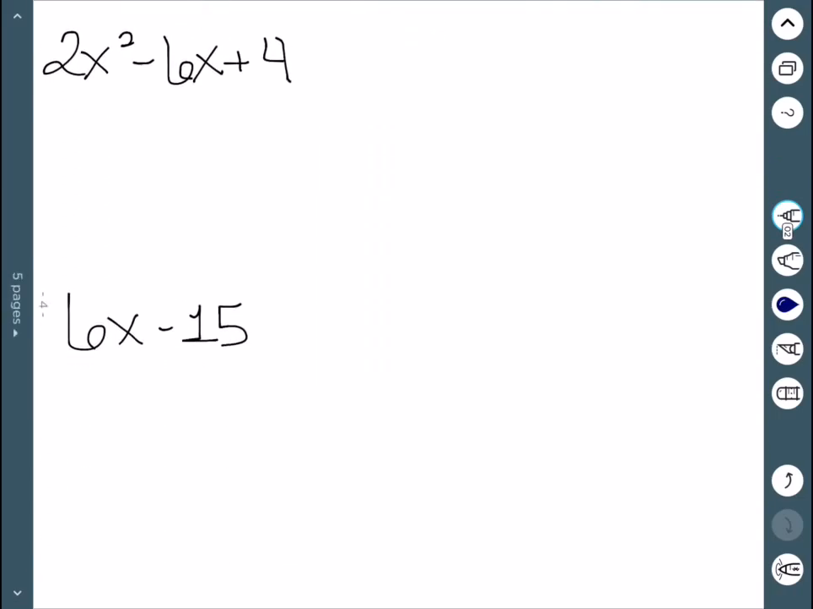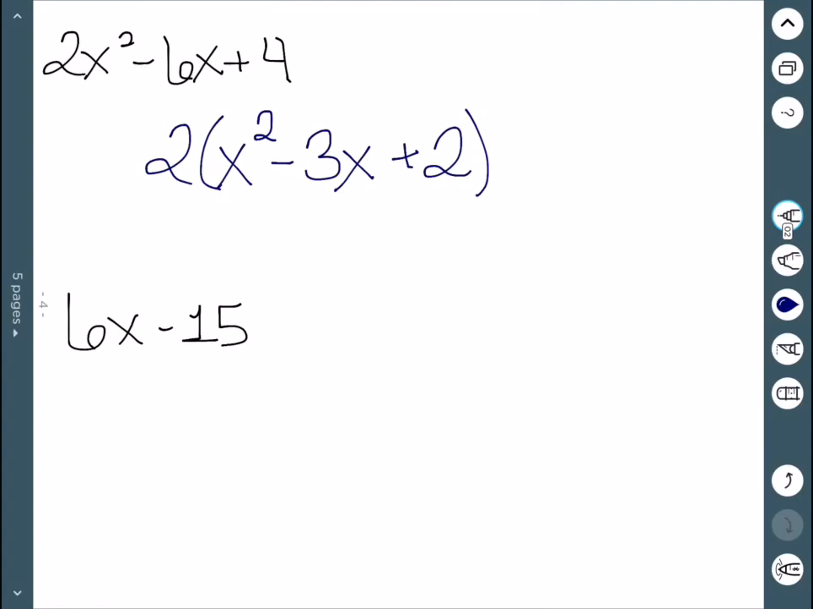My next one, 2x squared minus 6x plus 4. We need something that divides evenly into all three of these. And we can see that that's 2. If I remove a 2 from 2x squared, I'm left with x squared. If I remove the 2 from negative 6x, I'm left with negative 3x. If I remove the 2 from 4, I'm left with 2. The next one, 6x minus 15. We can see that 3 divides evenly into both of these. 3 times 2 is 6, and 3 times 5 is 15.